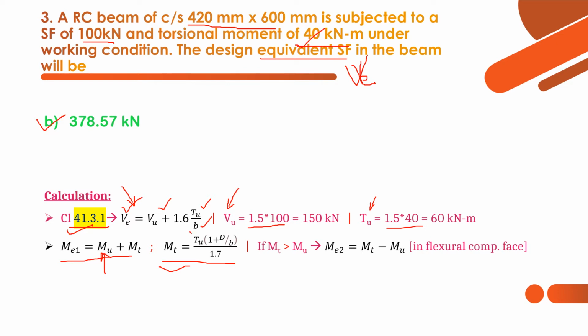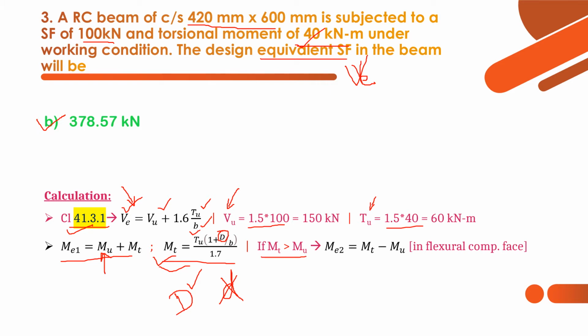So we know what is Tu. Here they have given us capital D. What is capital D? Capital D is nothing but the overall depth of a beam. Overall depth is different from effective depth. Effective depth is denoted using small d. Here we have to apply only capital D, that is overall depth. We have to substitute only the overall depth value. So this is the formula to get the answer for Mt.